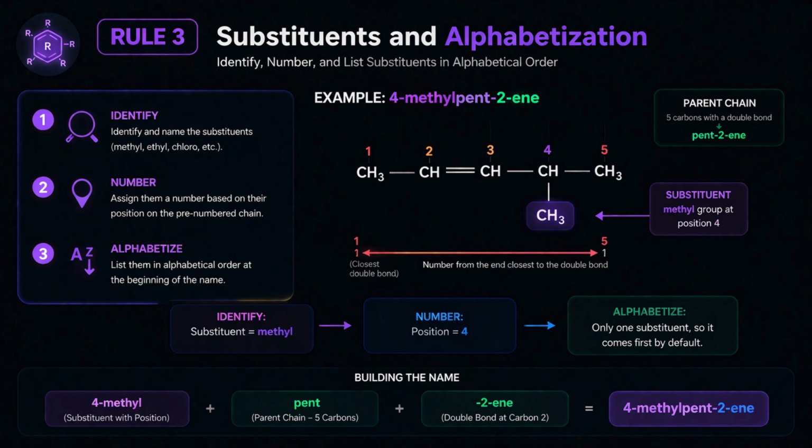Now let's combine everything to build the final name. We start with the substituent and its position, 4-methyl. Next, we take the parent chain name, which has 5 carbons, so it is pent. Then we include the position of the double bond, which is at carbon 2, giving us 2-ene. Putting it all together, the final name is 4-methylpent-2-ene. So remember, identify the substituents, assign their positions, and list them alphabetically before the parent name. That's Rule 3: simple, structured, and essential for correct naming.